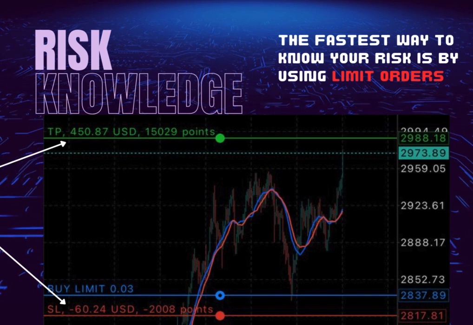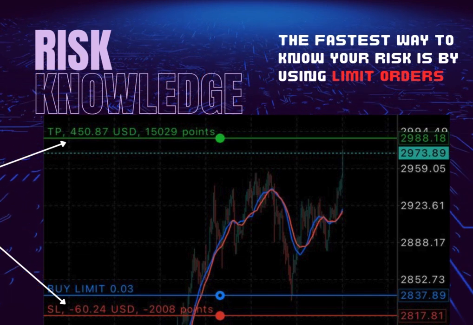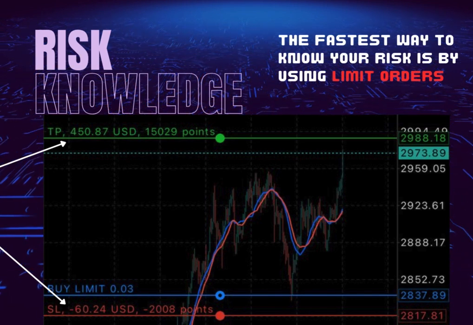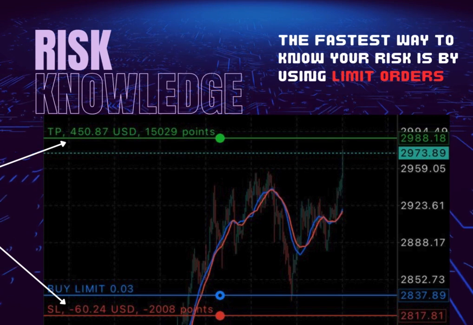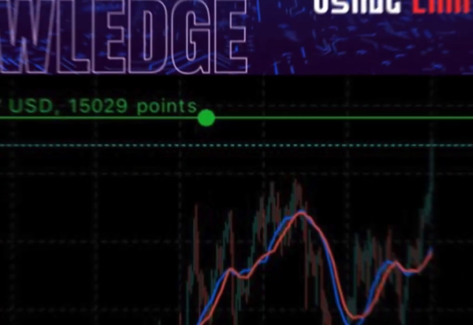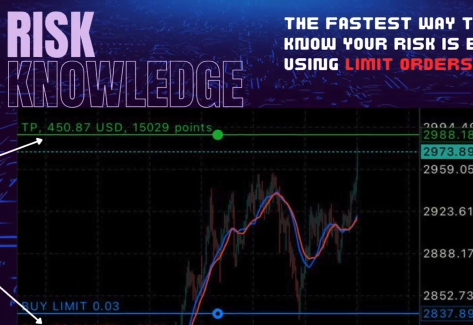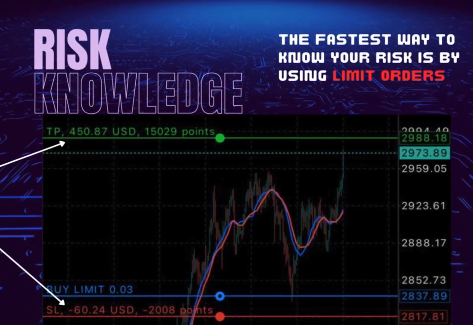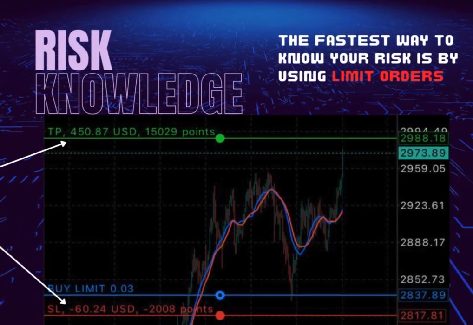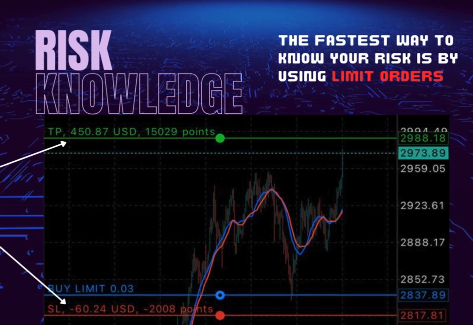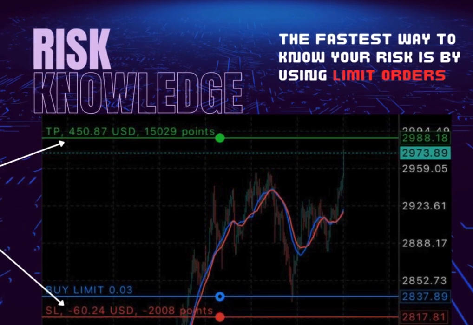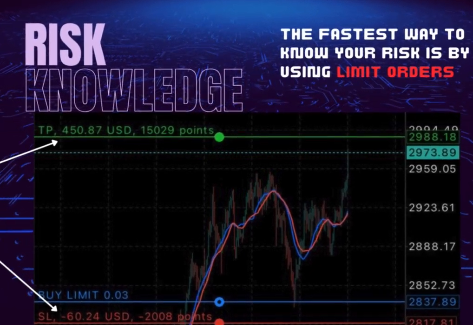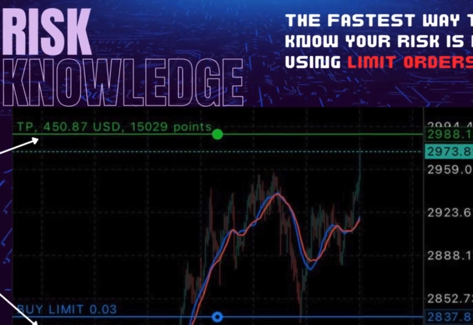So instead of entering immediately, you just click on the icon to set a limit order, then put your buy limit where you want to buy, put your SL where you want your stop loss to be, then put your TP where you want your take profit to be, and you'll be able to see exactly how much you're willing to lose and how much you're willing to risk in the financial market. I hope this is clear. But risk knowledge is basically knowing how much you're willing to risk or lose before you enter or take any trade.